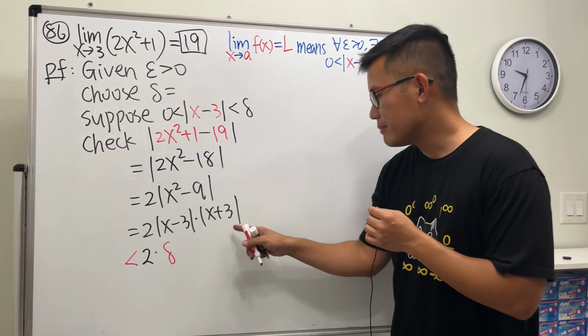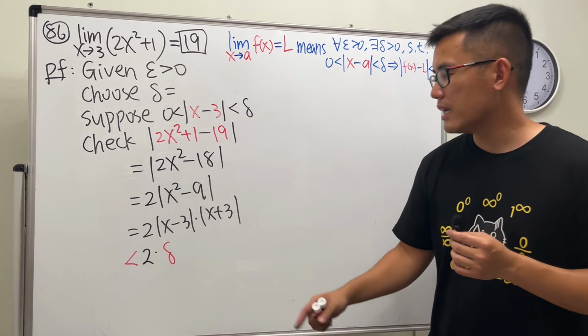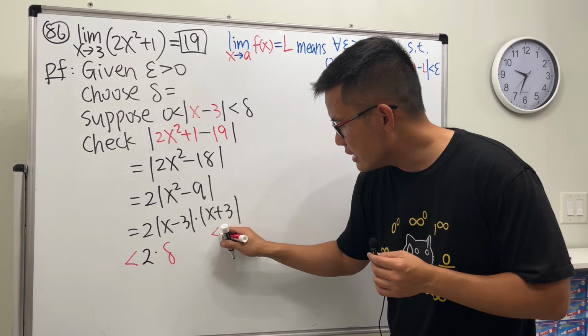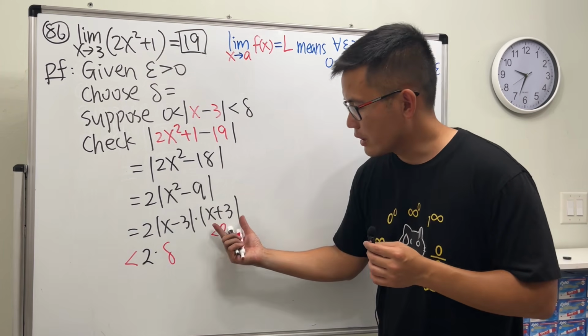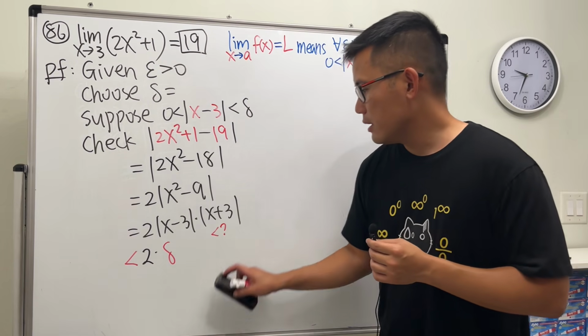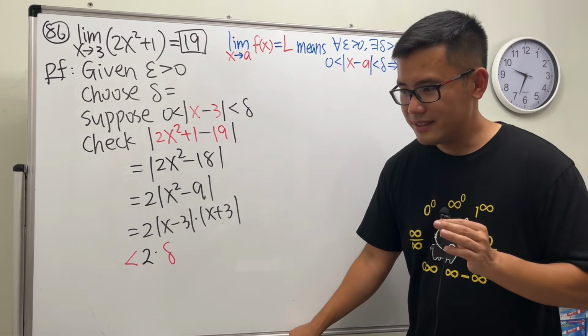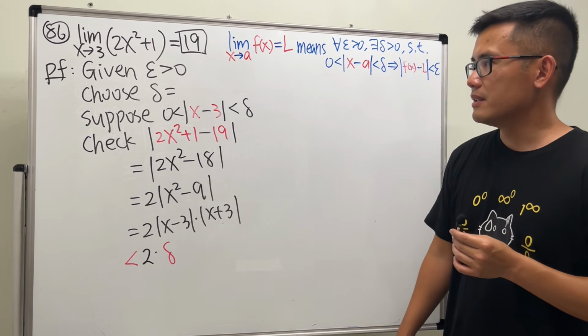Absolute value of x minus 3. How can we get rid of it? Well, how can we get a bound? Meaning that we want to show this right here is less than some number as well, so that we can kind of maintain this inequality so it can go smoothly. How do we do it though? Okay, this is where the magic is.